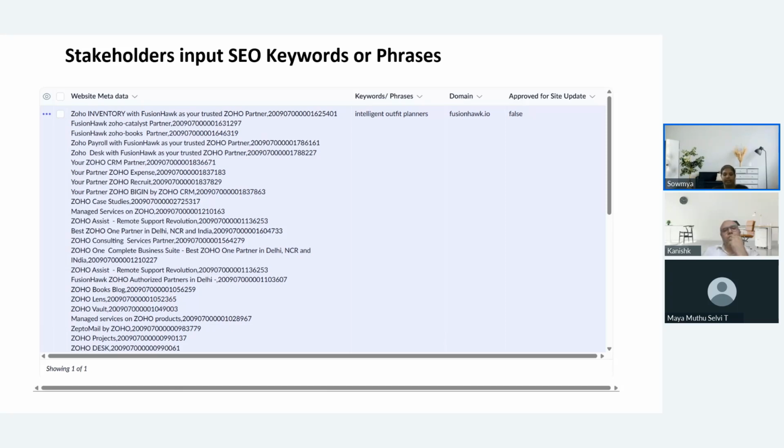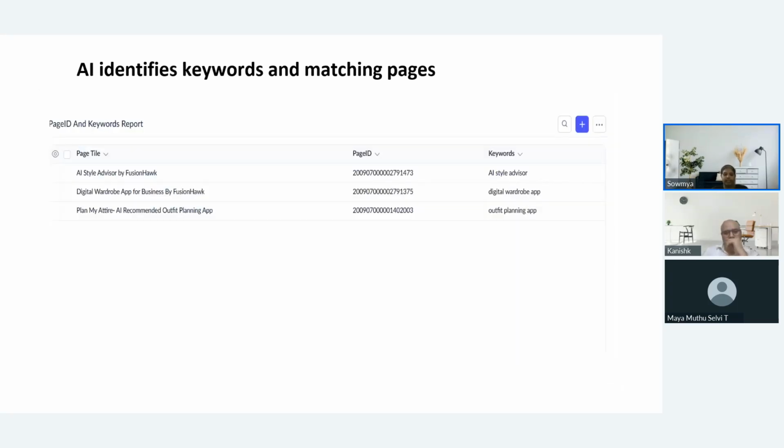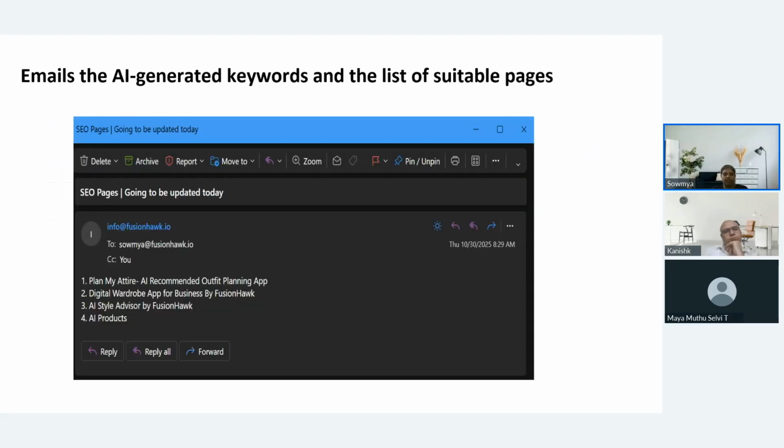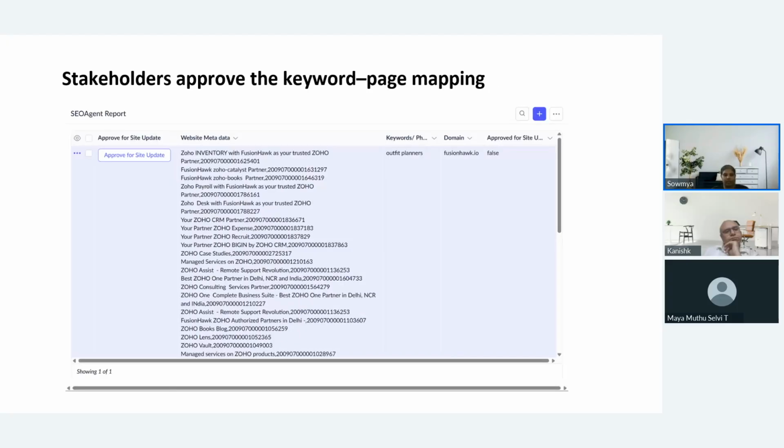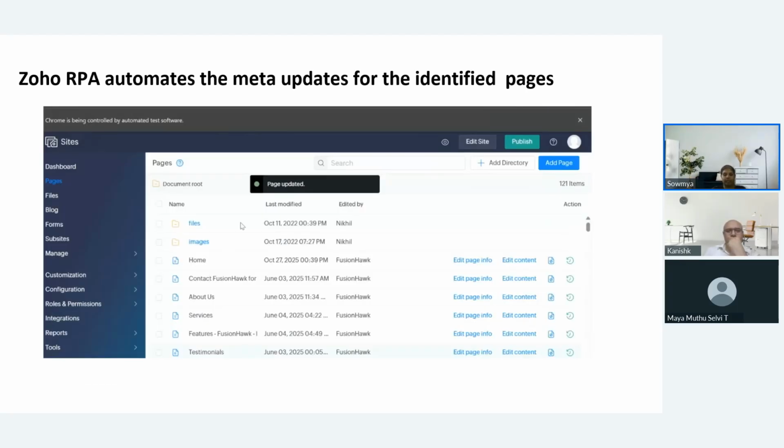The AI then extracts trending SEO-rich keywords and maps them to the relevant Zoho pages, and extracts the pages that will be updated as part of this activity. Creator notifies the user over mail also. The user will approve the trigger button to trigger the RPA. RPA updates all the pages in the website and publishes the website.